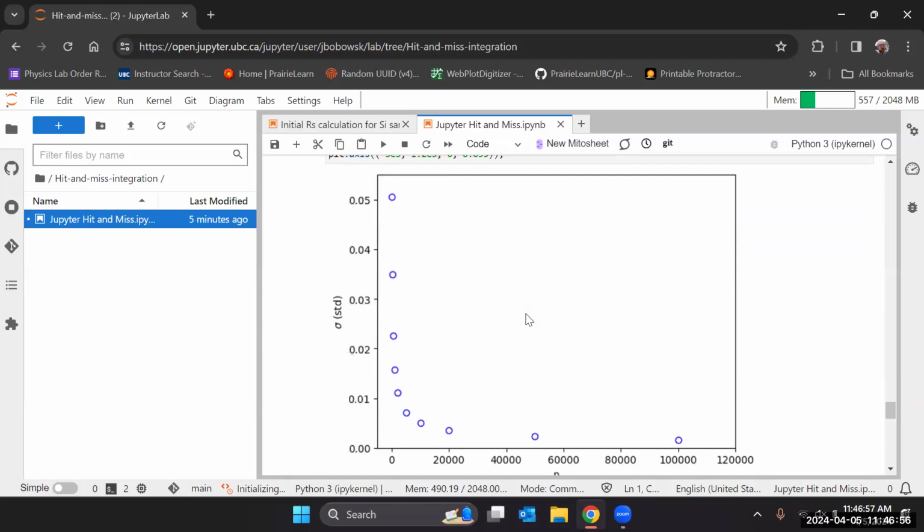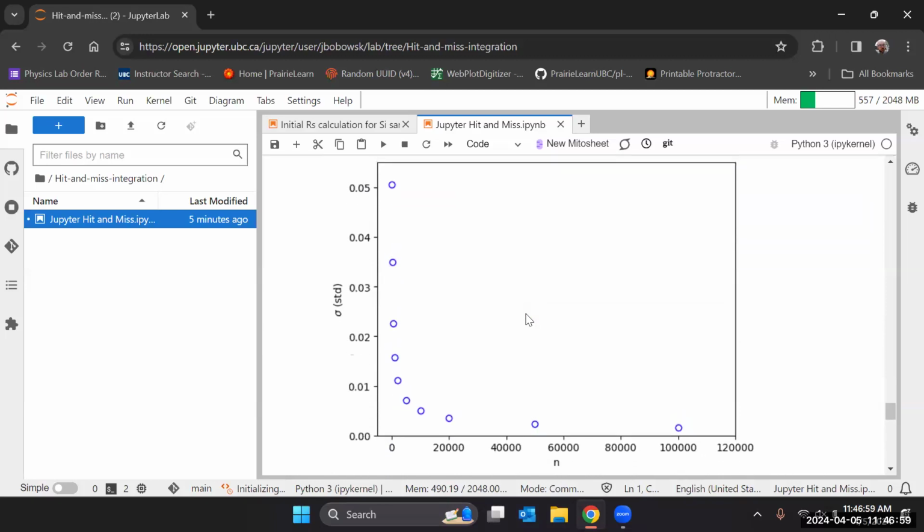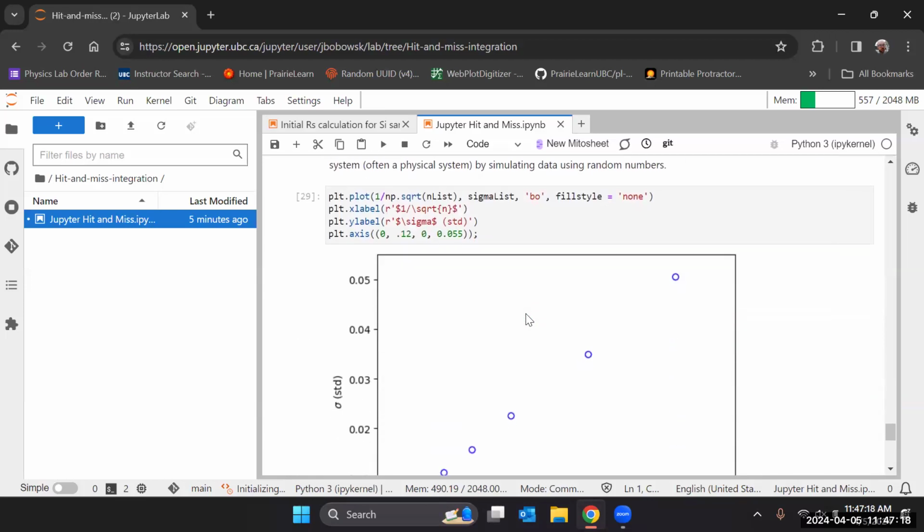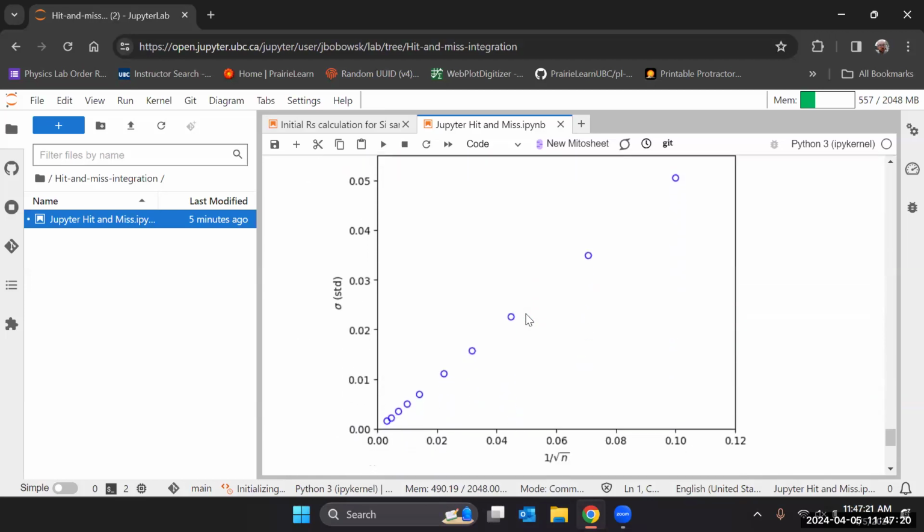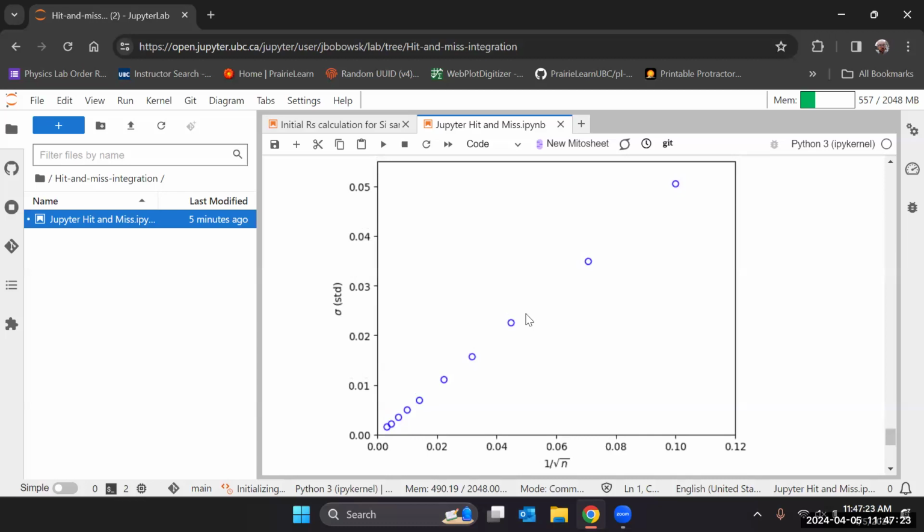Here's the output that you get. So here's the standard deviation as a function of n, the number of trials. When you have a small number of trials, the standard deviation is large, and it gets smaller and smaller and smaller as you increase the number. I'll make one more plot, and this plot is the exact same data, but along the x-axis, I have 1 over the square root of n instead of n. And there's the linear relationship.